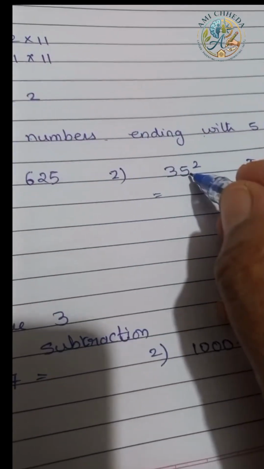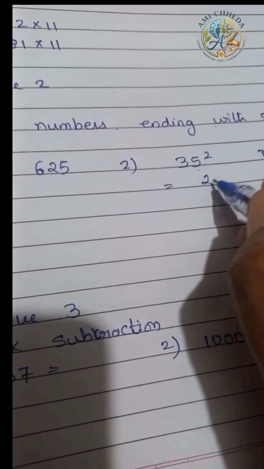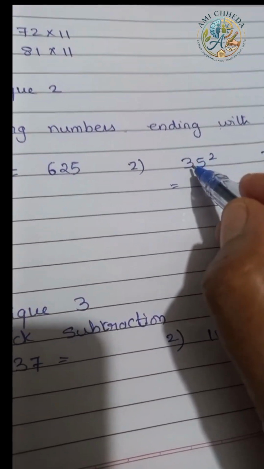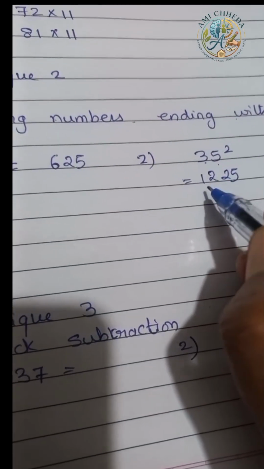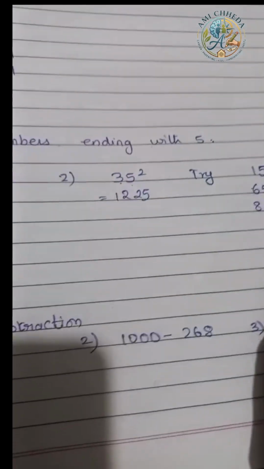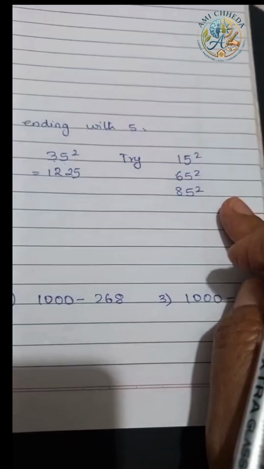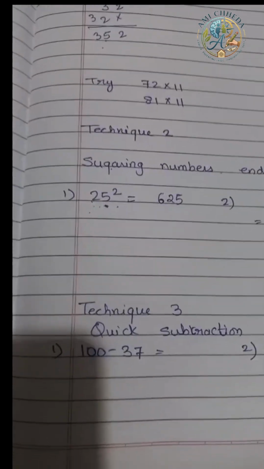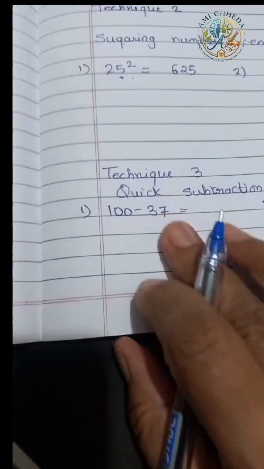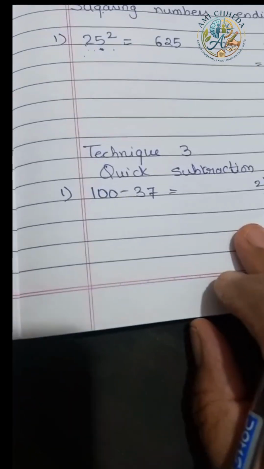One more example. We'll try 35 square. What is 35 square? 25. What is the successor of 3? 4. 3 fours are 12. So it is 1225. Same way you can try with 15 square, 65 square, 85 square. Understood?